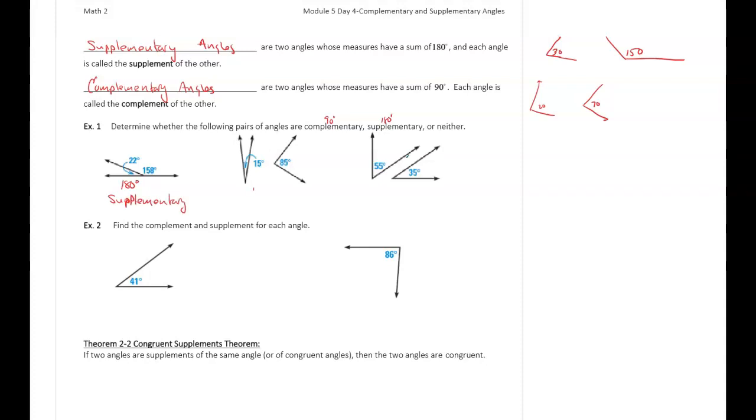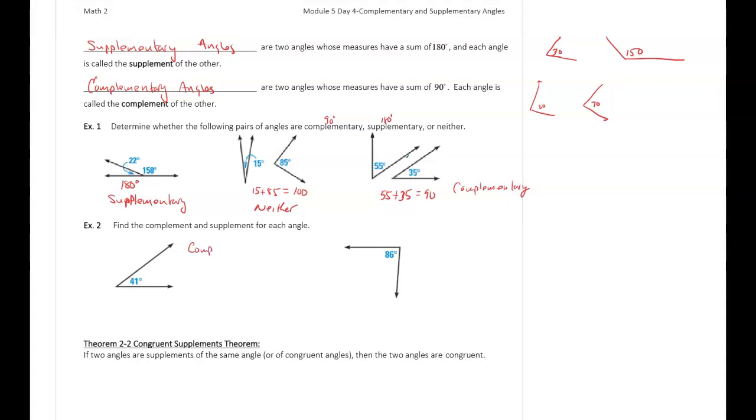The next one, 15 plus 85, is going to give you 100. Doesn't add up to 90 or 180, so this is neither. The next one, 55 plus 35, will give you 90. So when you look at these two angles, these would be complementary. Okay?